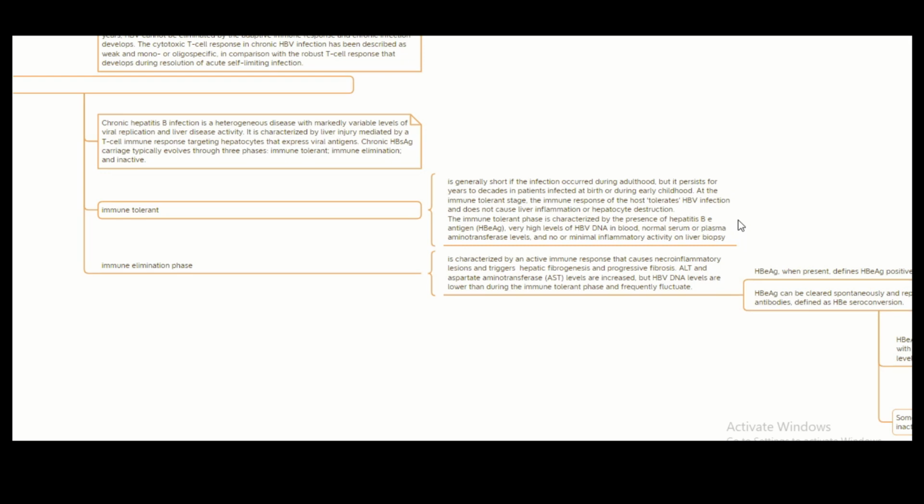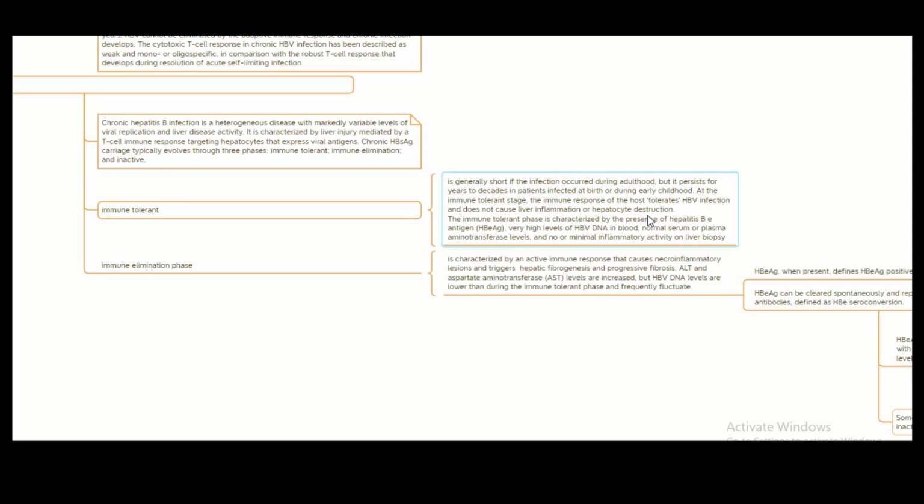This phase is characterized once again by non-inflammation of the liver, high replication, which means high HBe antigen, high levels of DNA in the blood. And since we don't have inflammation of hepatocytes, we don't have destruction of hepatocytes. The ALT and AST levels, which are enzymes present within the cells, the hepatocytes, are not elevated, and we will have minimal inflammatory activity on liver biopsy.